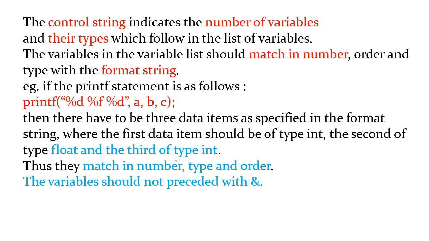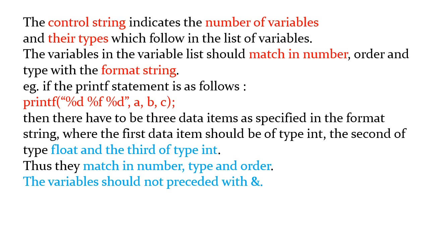For example, printf with %d, %f and %d, with a, b, c. At that time you have to enter a as an integer, b as a float, and c again as an integer. So this is about formatted input and output.